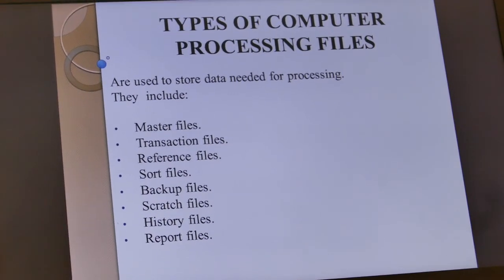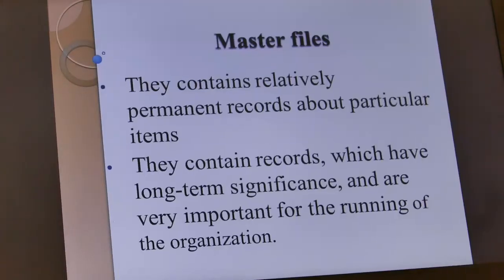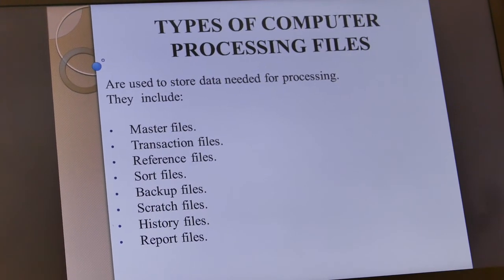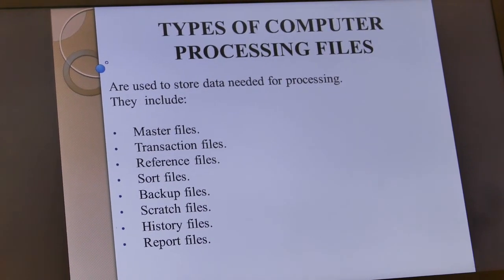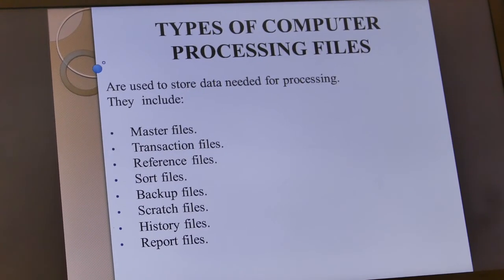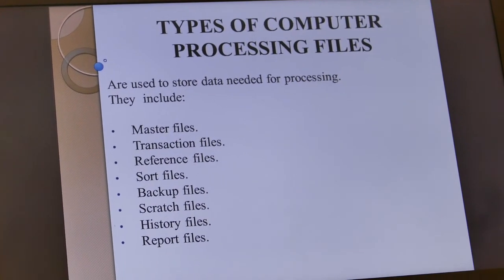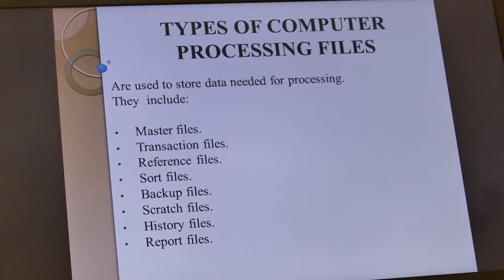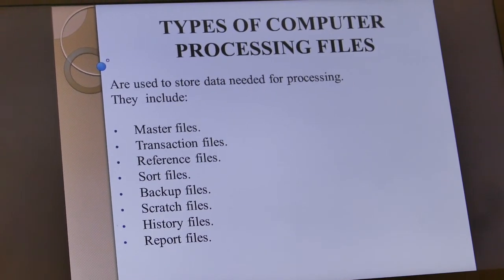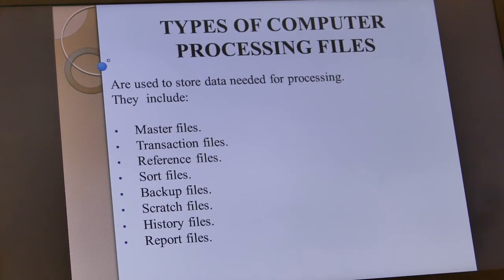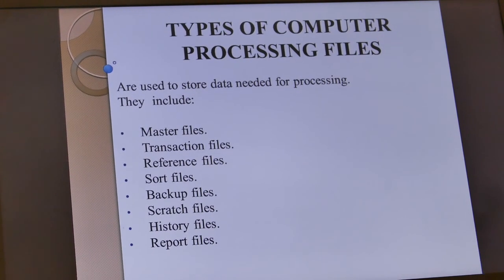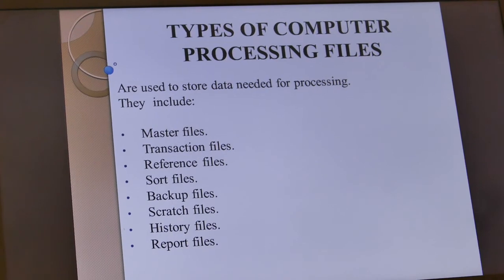So in this, we have the types of computer processing files, and we are going to mention them. We have 1, master files; 2, transaction files; 3, reference files; sort files; backup files; scratch files; history files; and report files. Next time we shall discuss each of the files that we have mentioned.